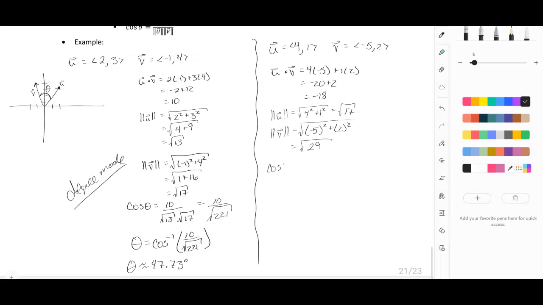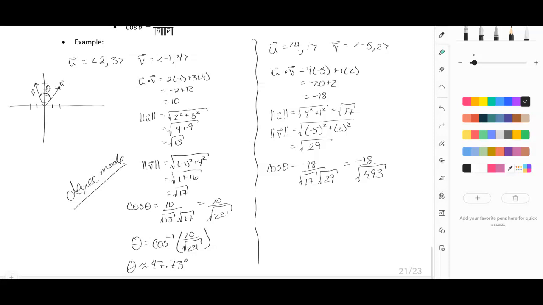Set it up. Cosine of theta is going to be equal to the dot product divided by the product of the magnitudes. I'm going to simplify that before I try typing it in my calculator. 17 times 29 is 493.